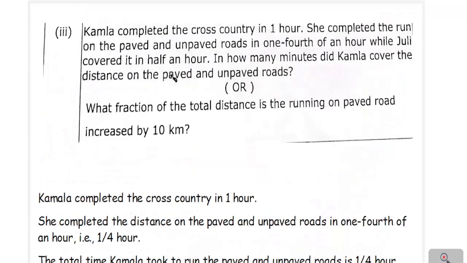To get the solution, we have to write each sentence. Kamla completed the cross country in 1 hour. 1 hour equal to 60 minutes. She completed the distance on the paved and unpaved roads in 1/4 of an hour, which is nothing but 15 minutes.